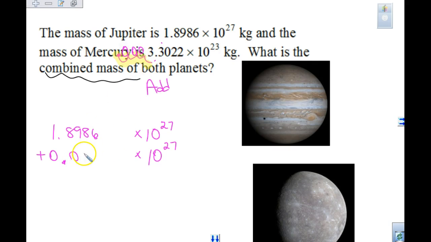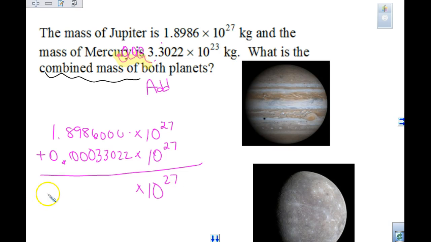So 23, because I had the 3. 1, 2, 3 zeros. I want to line up my place values. Then I'm going to have 3, 0, 2, 2. And I'm adding these. What's my combined mass? 63302. 3, 3. Oh, thank you. Yep. 3, oh, yeah. 3. Yep, good. Good thing you guys are adding up here. So we're adding these with these different zeros times 10 to the 27.